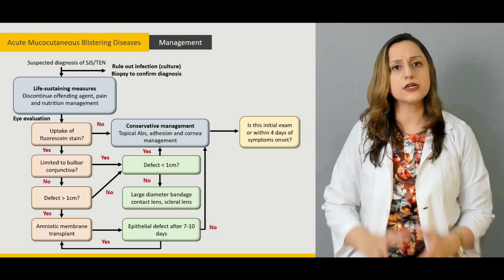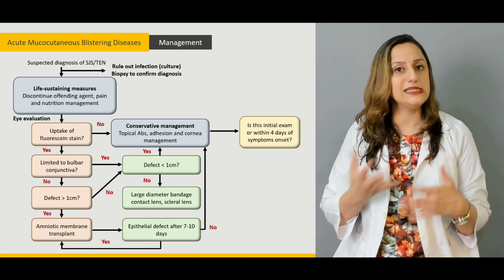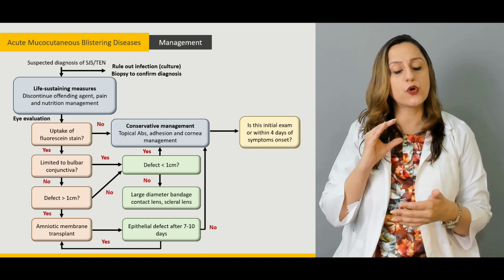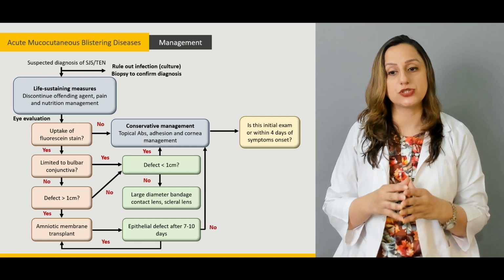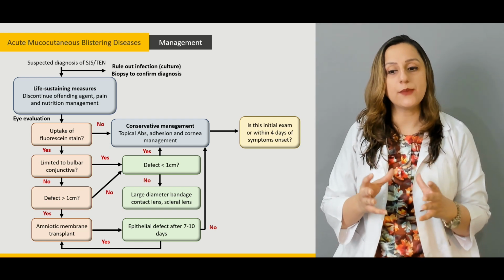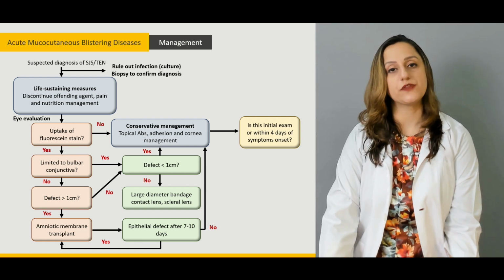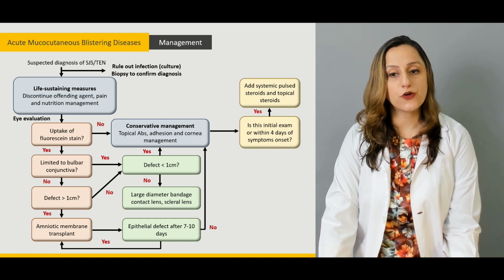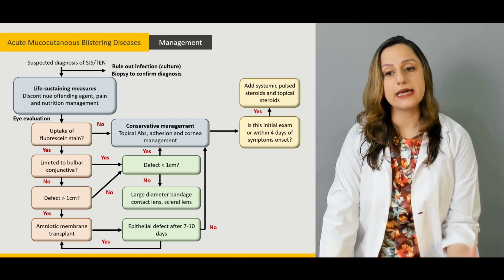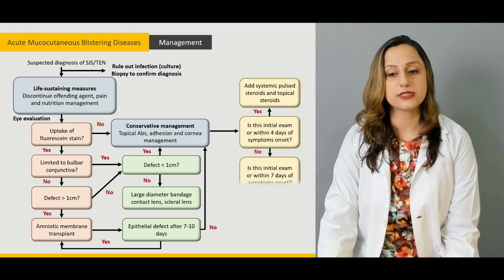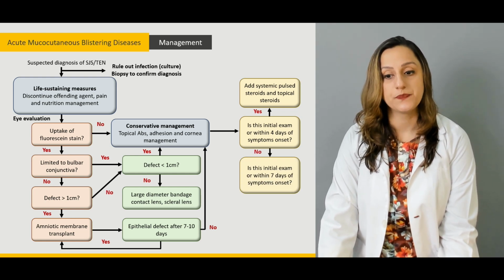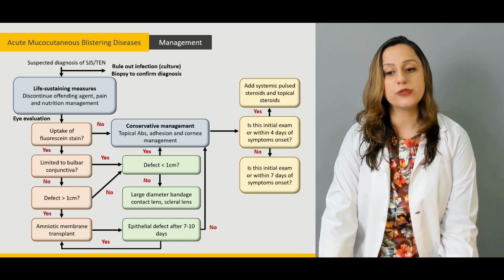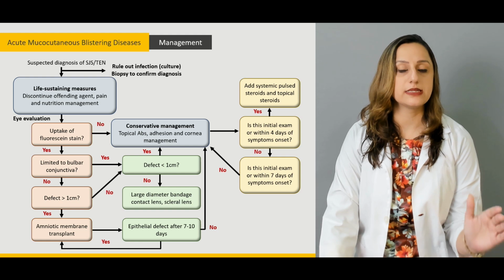If it's just the conservative management that we can deal with, then we just stick to conservative management rather than a surgical intervention. At the initial exam, or within 4 days of the onset of symptoms, we add on the systemic pulse steroids and the topical steroids as a protective factor in these individuals as well. At the initial exam, or within 7 days of symptom onset, we just revert to conservative management.